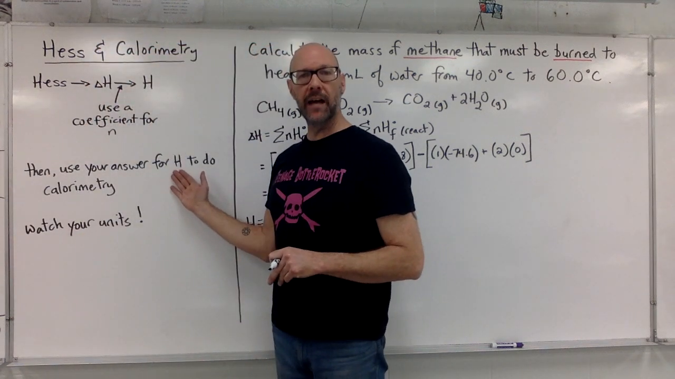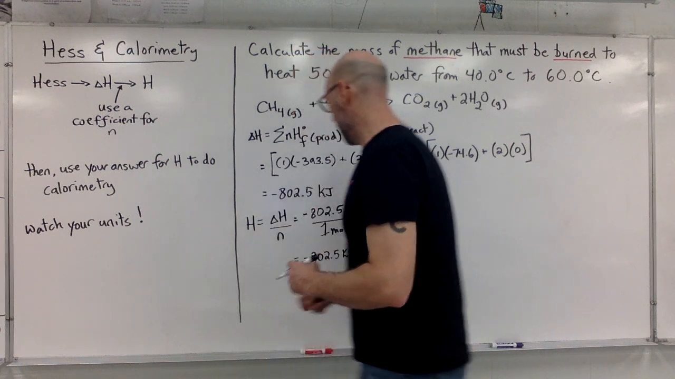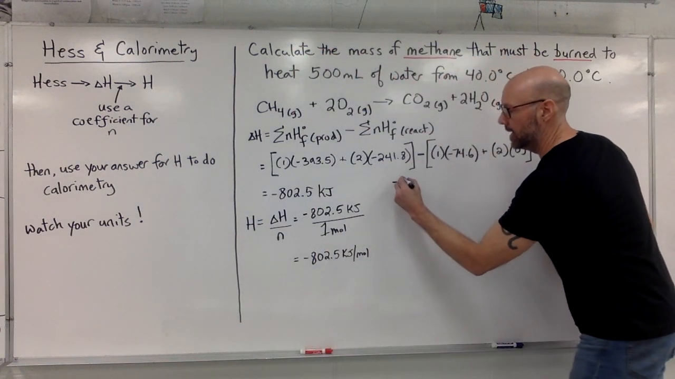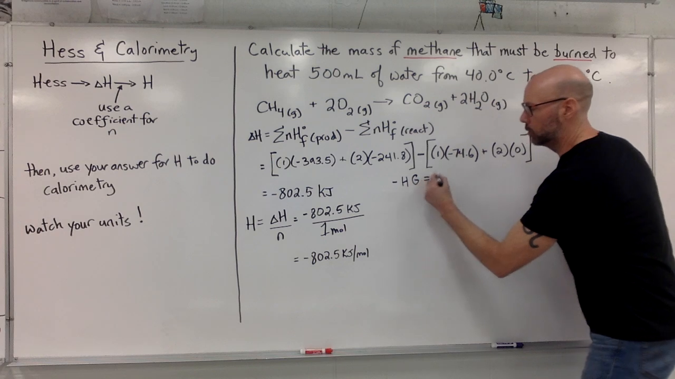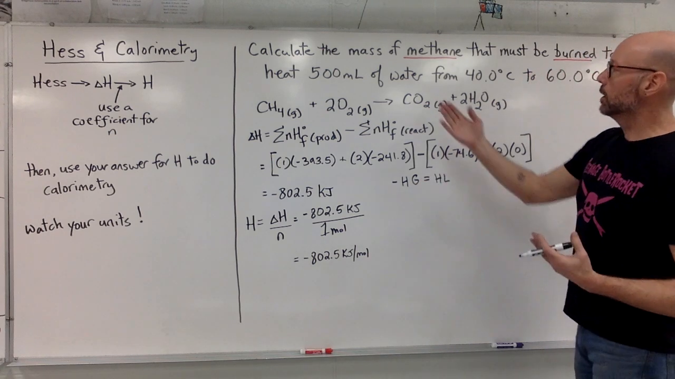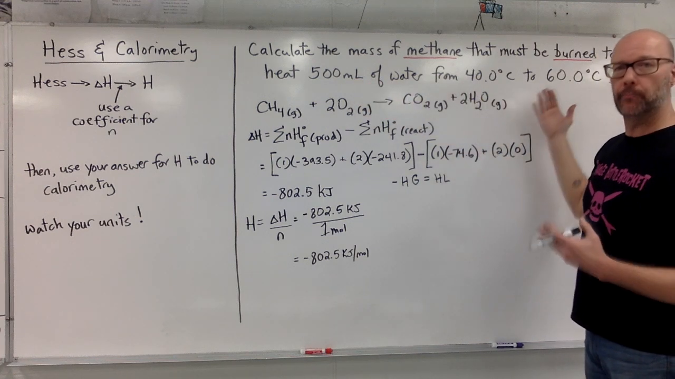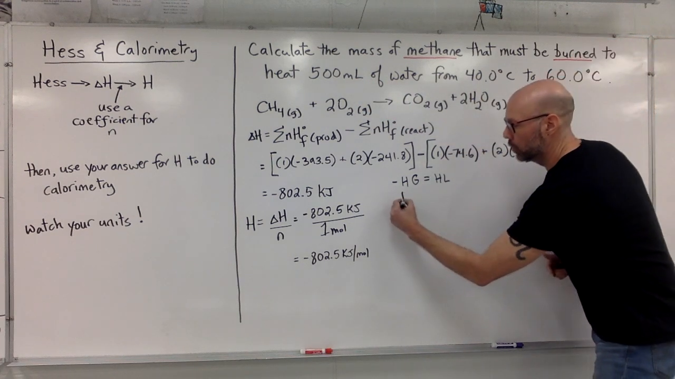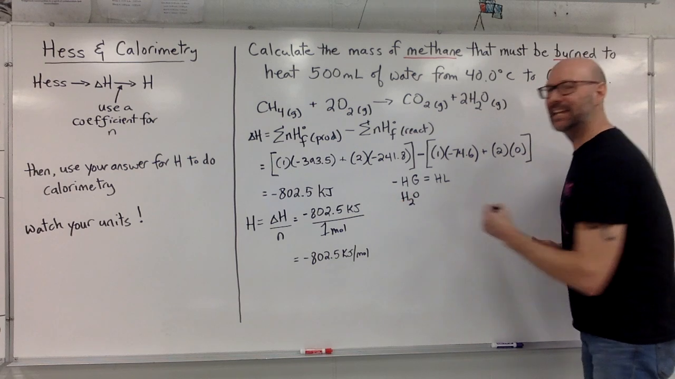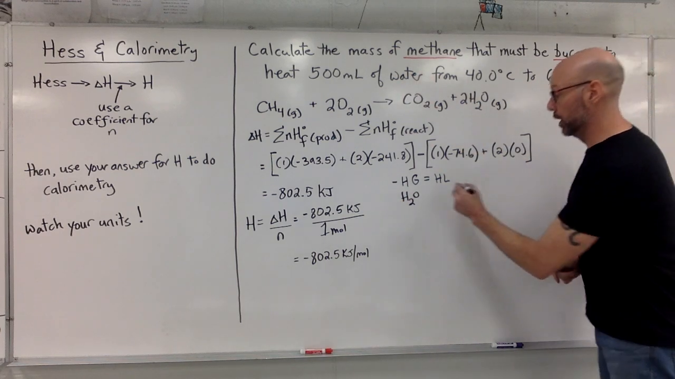Now we're going to use that value to do calorimetry. Okay? Calorimetry, we have negative heat gained equals heat lost. What's gaining the energy here? These 500 milliliters of water had their temperature go up. It gained energy. The water gained energy. What lost the energy? This methane was burned.